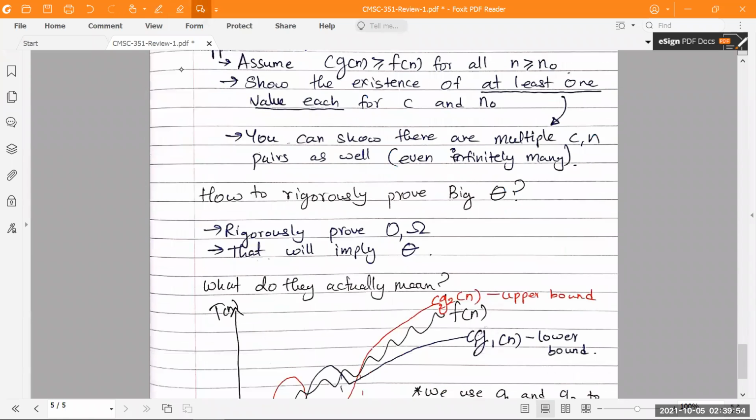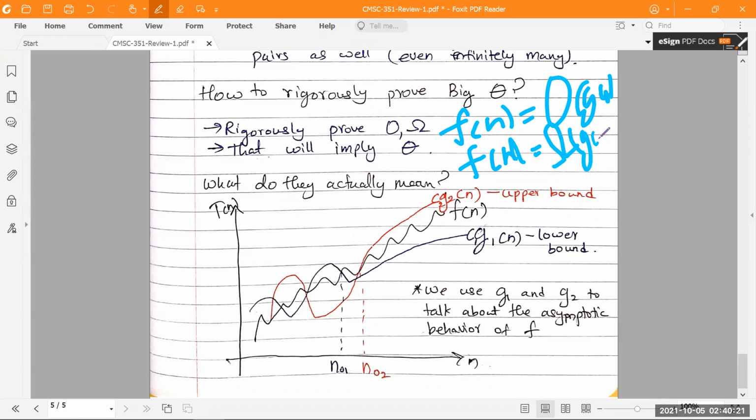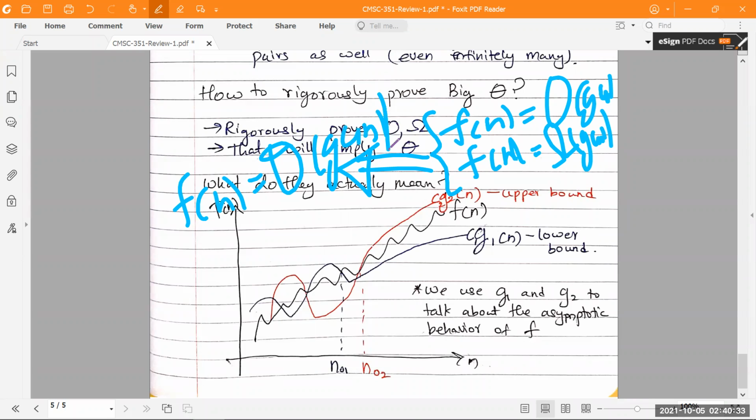Then we'll go to how to rigorously prove big theta. How you do that is you rigorously show that f(n) is big O of g(n), and then you show f(n) is big omega of g(n). Then this will automatically imply f(n) is big theta of g(n). So you have to rigorously prove these two things if you want to rigorously prove the other.